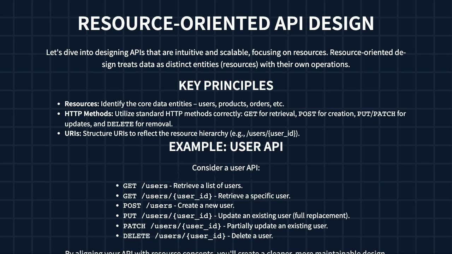We use standard HTTP methods like GET to retrieve information, POST to create new items, PUT or PATCH to update existing ones, and DELETE to remove them. Then, we build our URLs, those web addresses, to clearly show what resource we're talking about. For example, /users/123 would be the specific URL for user number 123. It's all about making things predictable and straightforward.